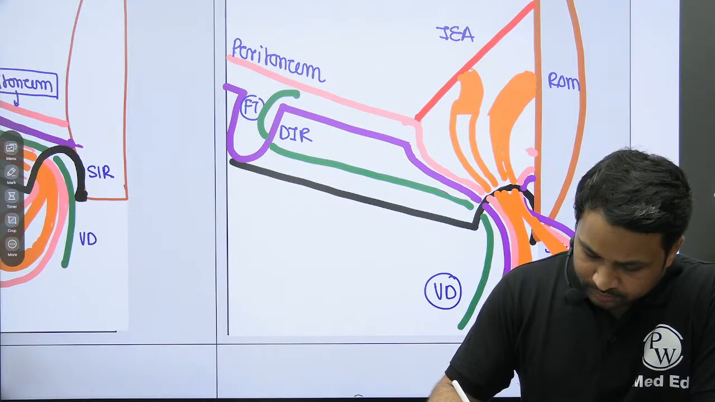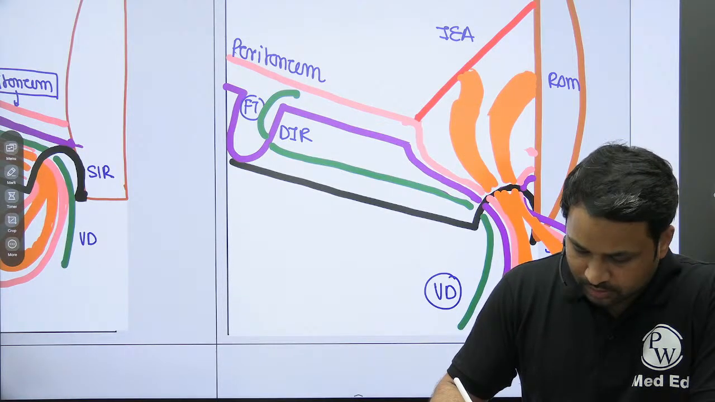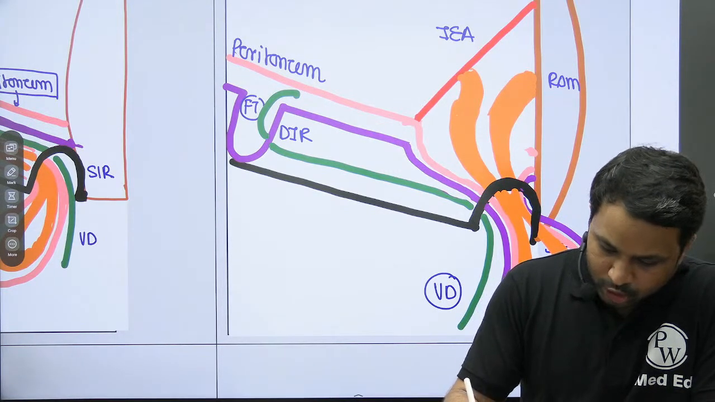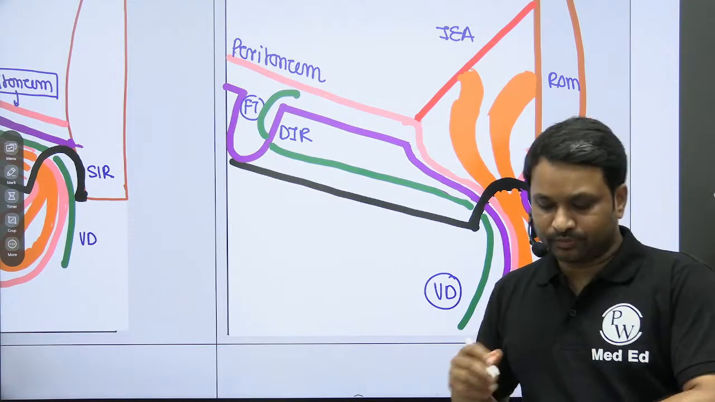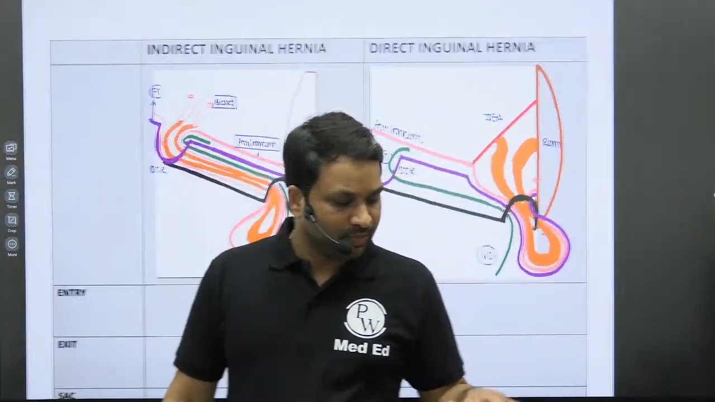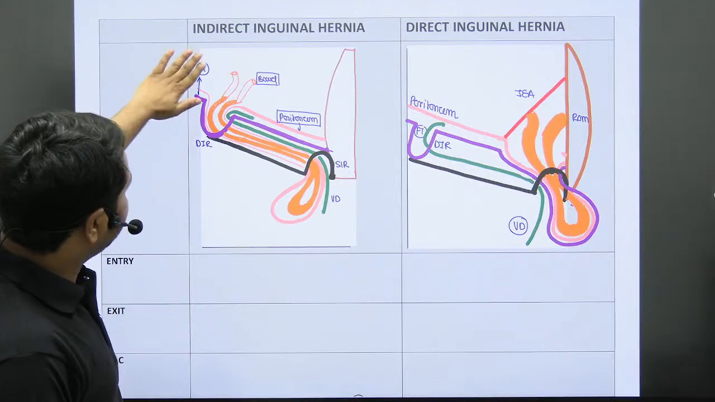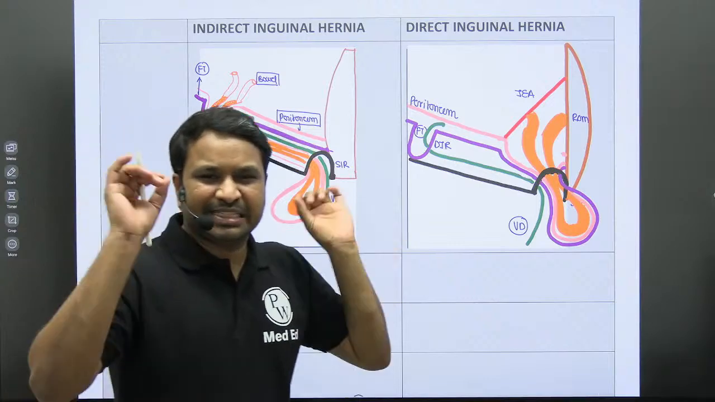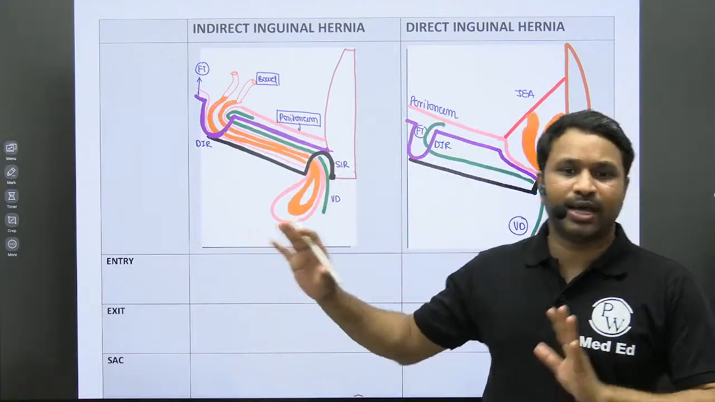Okay? And this is how your direct inguinal hernia is going to occur. Clear? So this is the difference between the indirect inguinal hernia and the direct inguinal hernia. So the indirect inguinal hernia has its entry and exit here, the direct one has its entry and exit here. If you understand, every single question that is asked in your inguinal hernia is based upon these two diagrammatic representations.